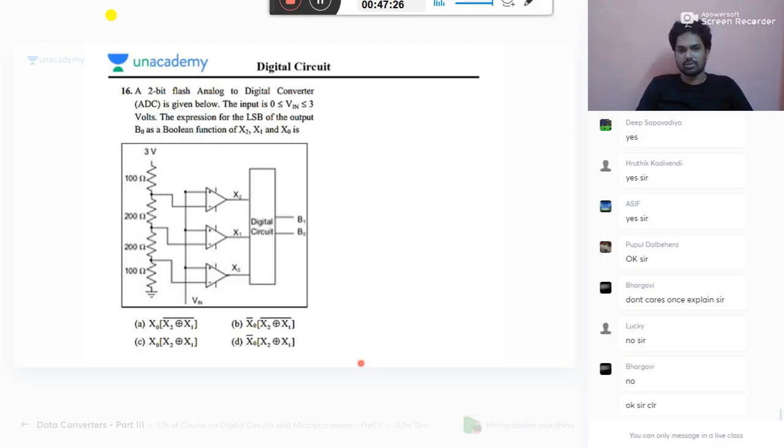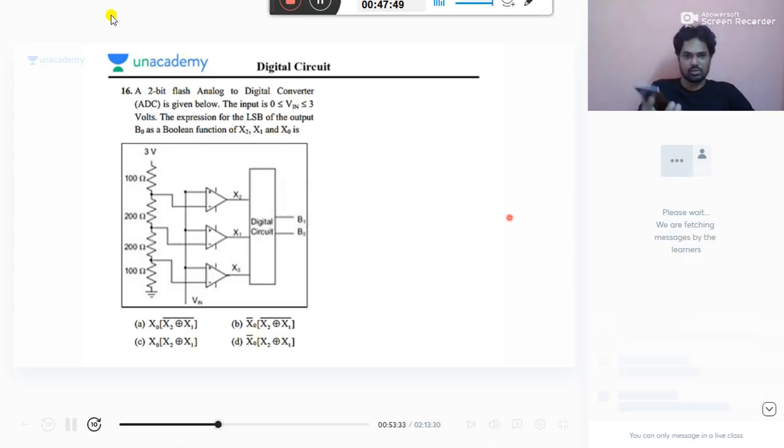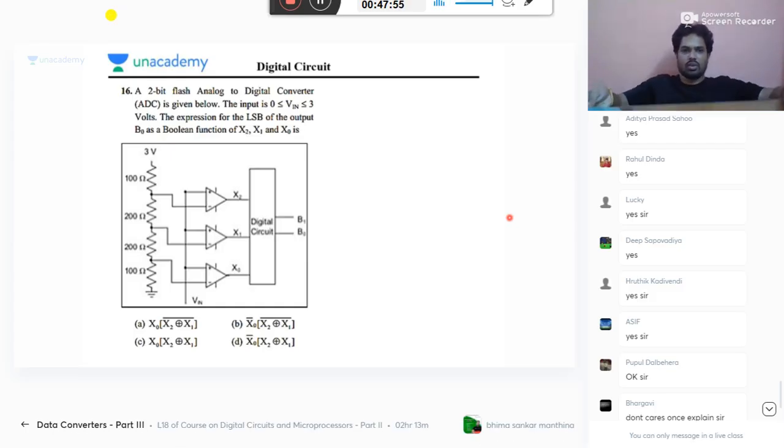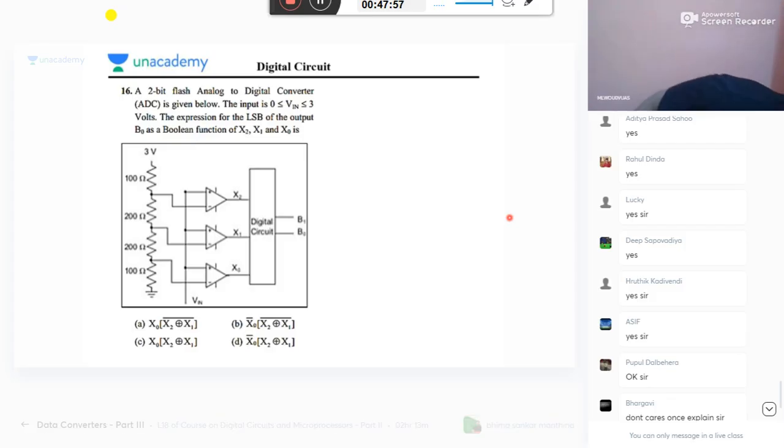Try a similar simple question. Let me also check the calculation part. It is the same model, but what he asked is different. What he asked is B naught.